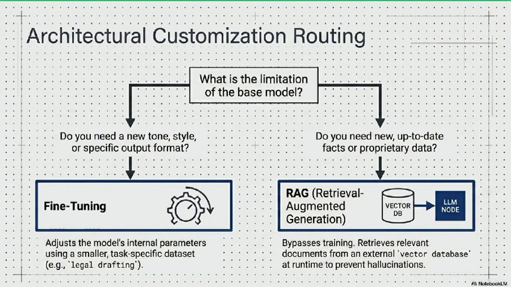But what if you take the other path on the fork? What if your problem isn't tone or style? What if you need the AI to know brand new, up-to-date facts or highly confidential proprietary data that wasn't in its original training? If that's your problem, fine-tuning is actually the wrong choice. Wait, really? Why wouldn't you just fine-tune it on the new facts? Just teach it the new stuff. Because language models are terrible at treating fine-tuning data as absolute factual memory. They treat it as stylistic influence.